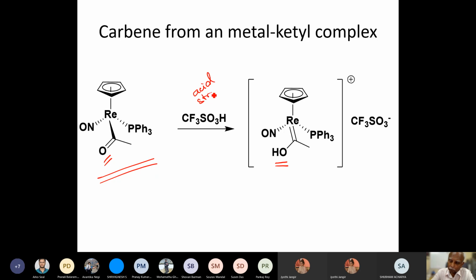And this acid now protonates the oxygen, the lone pairs on this oxygen, and it leads to formation of a cationic complex. But this cationic complex has the form which is characteristic of a Fischer carbene. Only point is this has a hydrogen and not a methyl group now. Here I showed you how I can add a methyl group. Here I have added a proton.